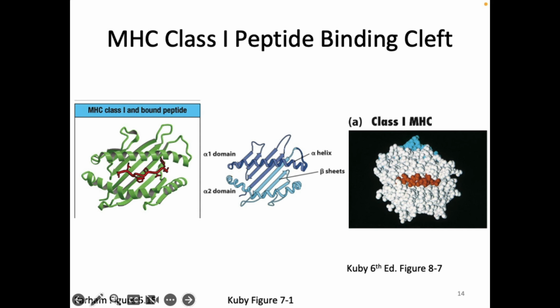Usually this part of the cleft, these amino acids right here, have a negative charge because there's going to be the positive charge from the N amino terminus here. And so it's going to help attract the N terminus of the peptide. These over here are going to have a positive charge to attract this negative charge.